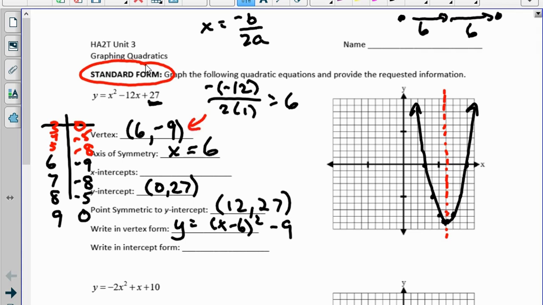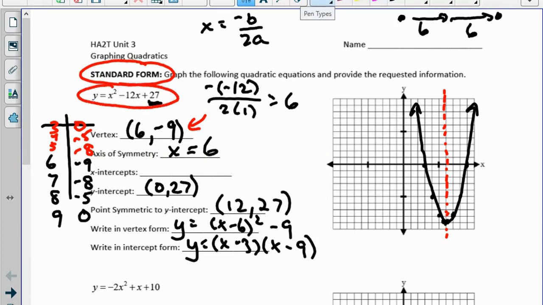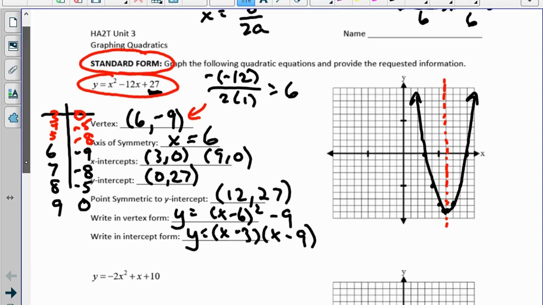And then write it in intercept form. We can get that by, well, since our intercepts are 3 and 9, we can write x minus 3 times x minus 9. Notice that we could also get that by factoring. So if we factored this equation, we would end up getting x minus 3 times x minus 9. The x-intercepts in this problem are at 3 and 9. So 3 comma 0, 9 comma 0. So that's the first problem.